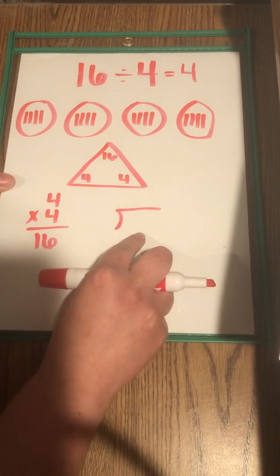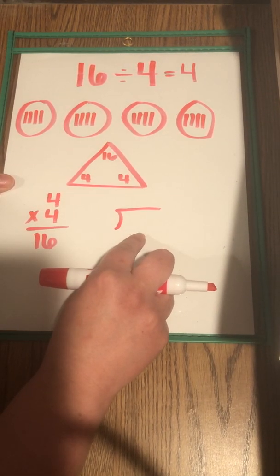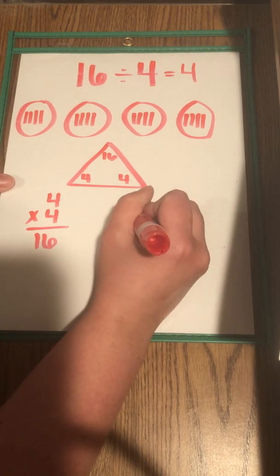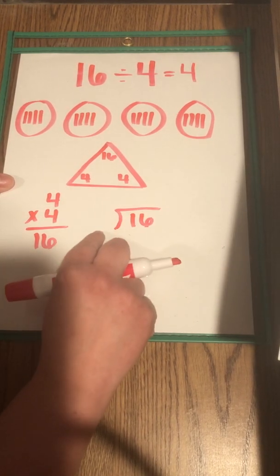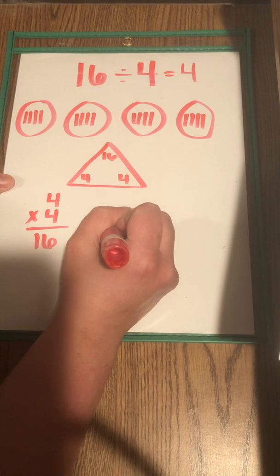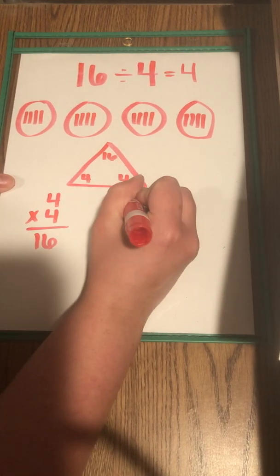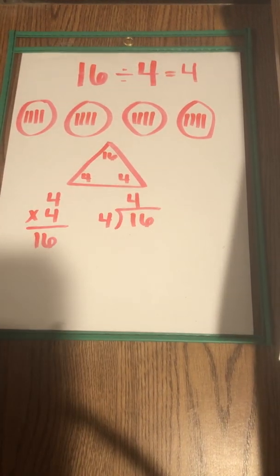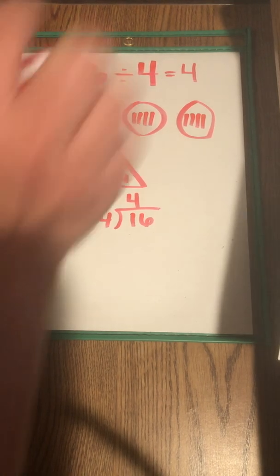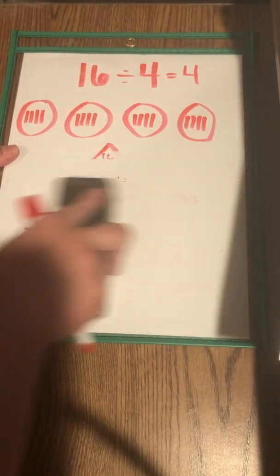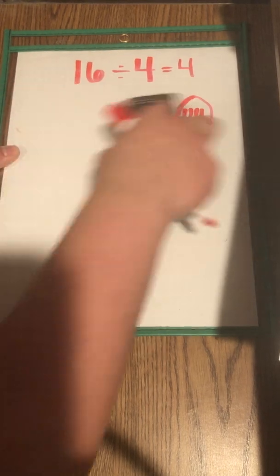Do you remember what number goes inside the box? That's 16. That's the number we're going to break down. To the left of the box, we're going to put 4. That's how many groups we're breaking it into, and our answer goes on top, 4. All right, I'm going to do one more with you, especially since that one was a square number.